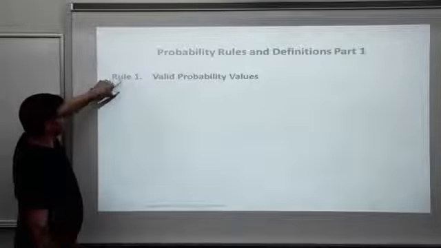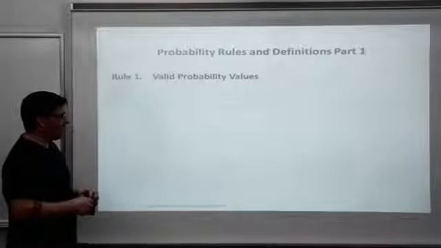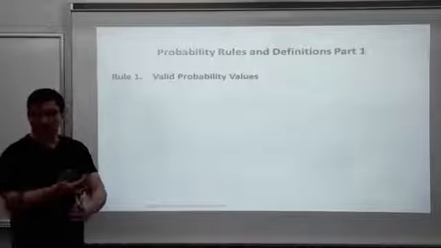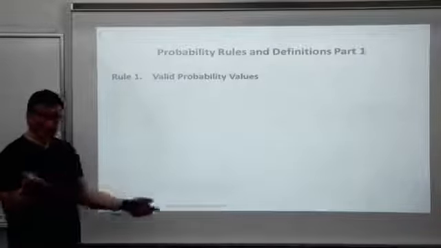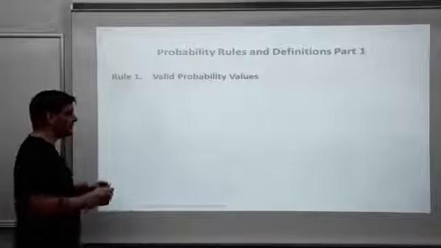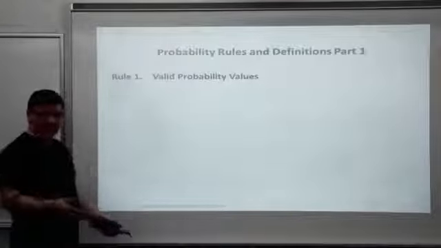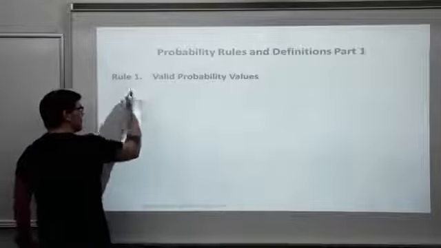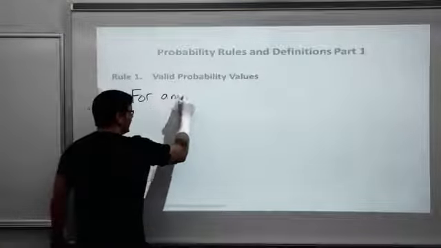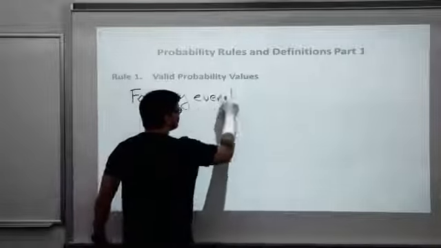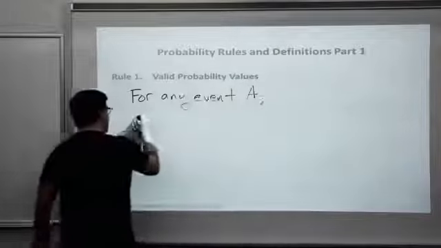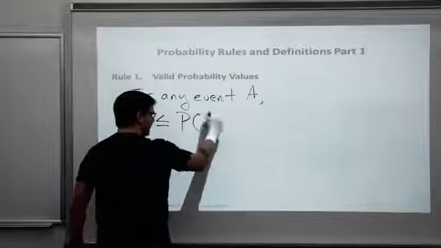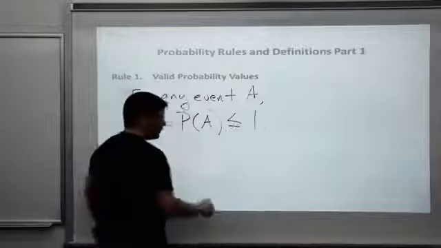Rule 1. Valid probability values. In words, probabilities are numbers between 0 and 1, inclusive. As percentages, it's 0% up to 100%. You can't have negative probabilities. You can't have probabilities greater than 100%. So here's the rule. For any event A, 0 less than or equal to probability of A less than or equal to 1.